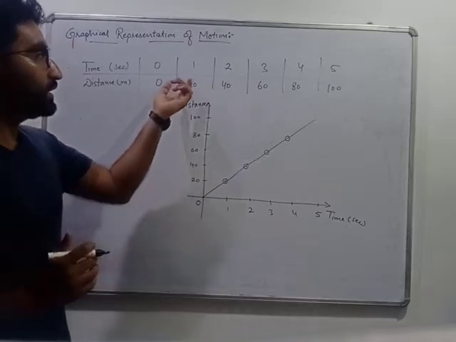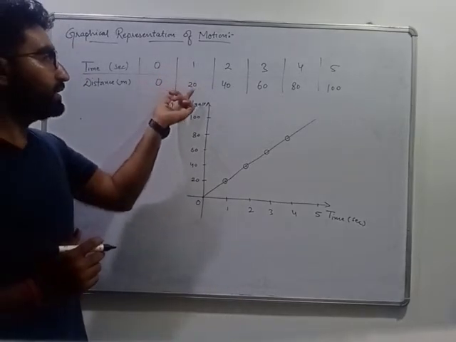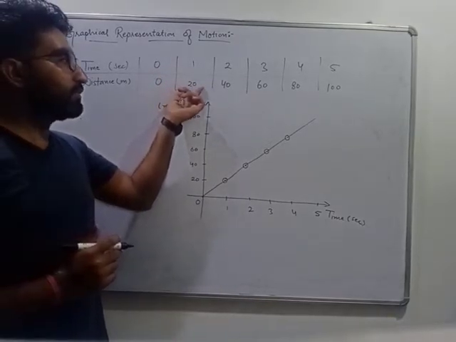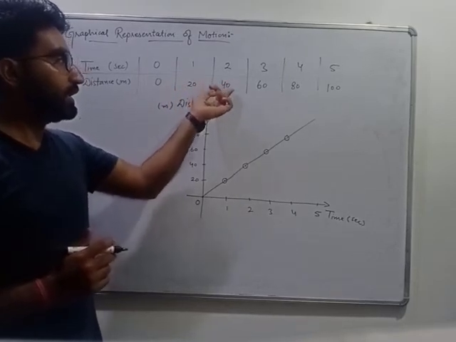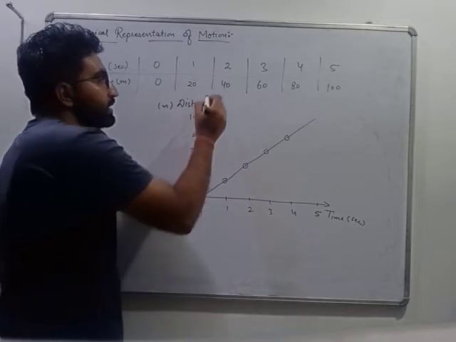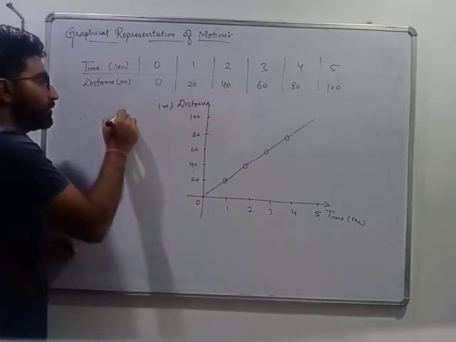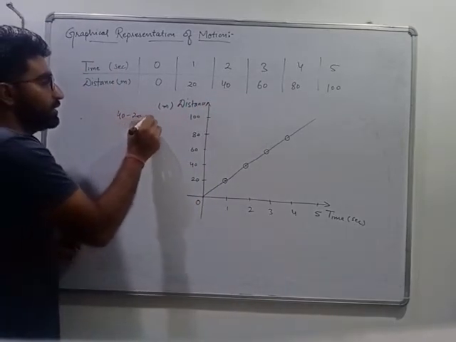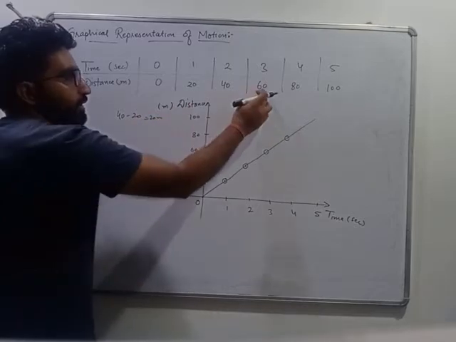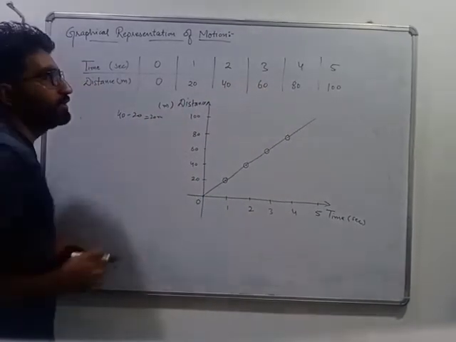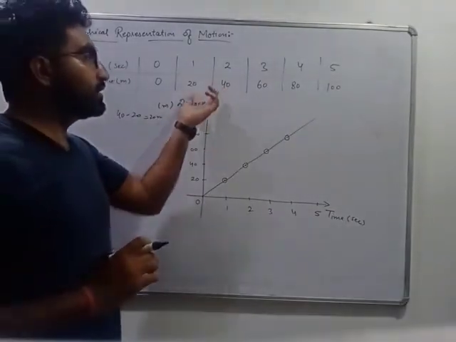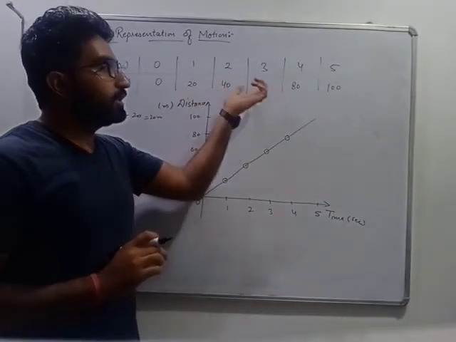Here we can observe that after 1 second the body travels a distance of 20 meter, and again after 1 second it travels the same distance. As we subtract 20 from 40, we have 20 meter. Similarly, when we subtract 40 from 60, again we have a distance of 20 meter. Here the distance traveled is equal in equal intervals.